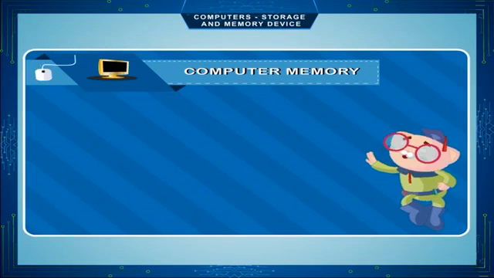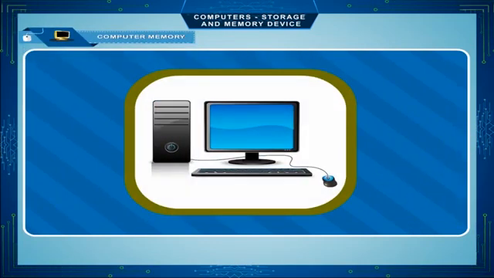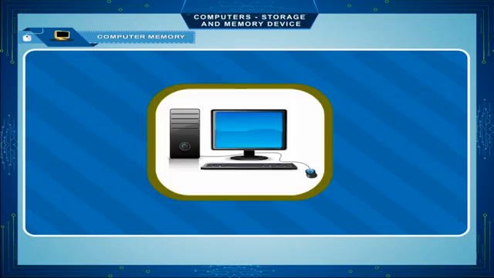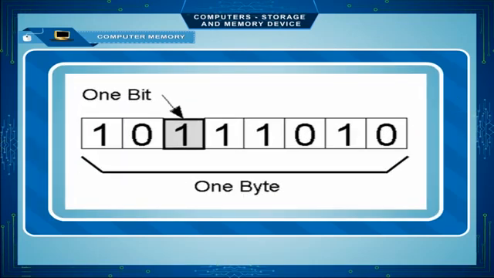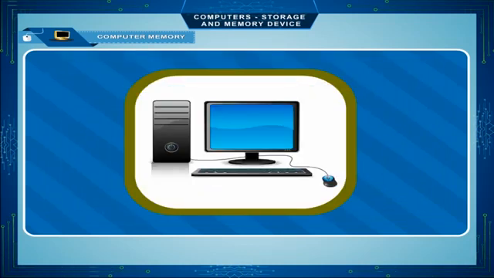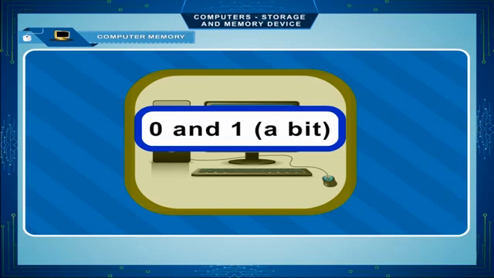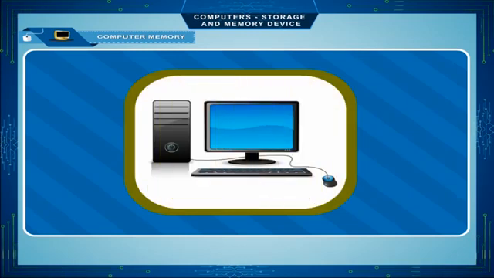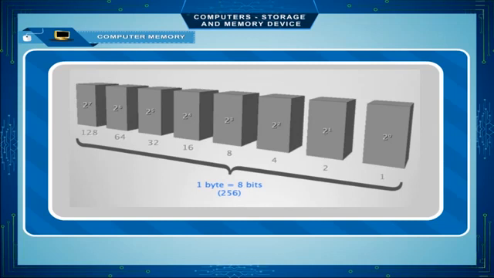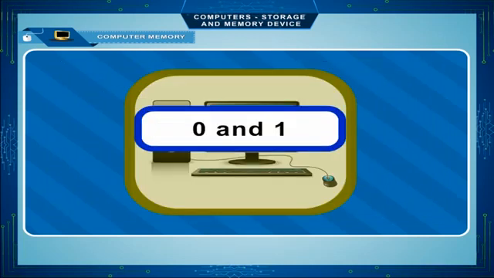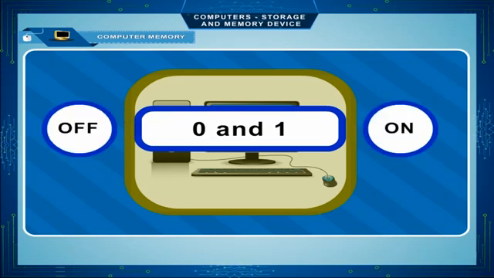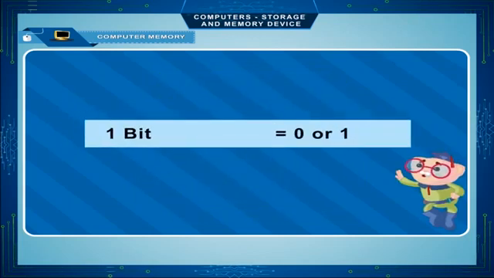Computer memory. Computer memory is measured in terms of bytes. 1 byte is capable of holding 1 character. Each information is represented within the computer memory using binary digits 0 and 1, a bit. A combination of 8 bits makes a byte. Binary 0 and 1 represents 2 states, off and on. 1 bit is equal to 0 or 1.